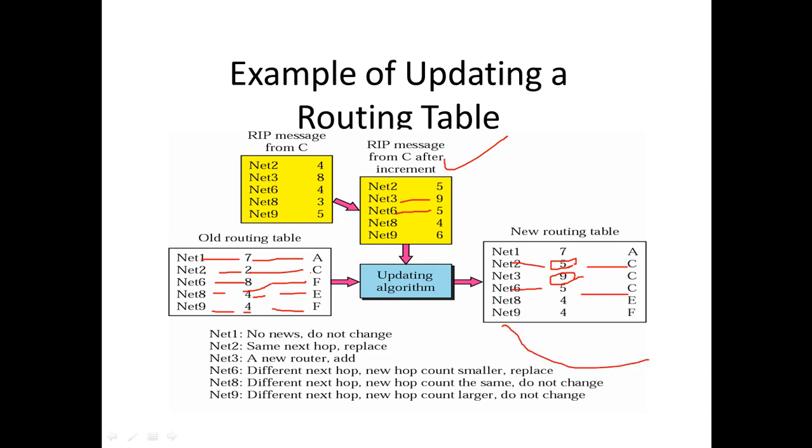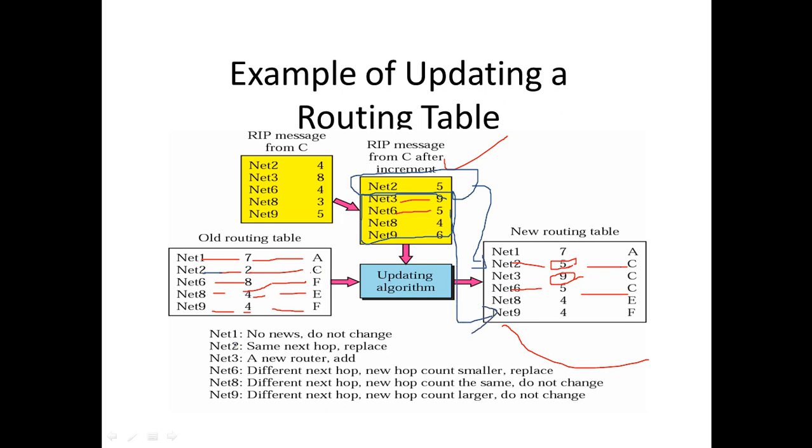There was information about C to network 2 only, but there was no information about C to network 1, or about C to networks 3, 6 and 8. So it had the information about network 2. It will replace the entry of network 2, and it will add the entries of these other networks to the table as well.